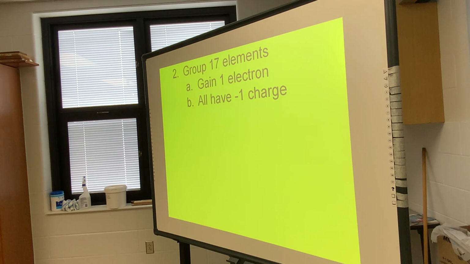Now, group 17, they have a tendency of gaining 1 electron. And when they gain 1 electron, you have to keep in mind, an atom is neutral. Now you have 1 extra electron, which has a -1 charge, so you're gaining more negatives. So it becomes a -1 charge. A lot of times when people see a -1, they think of subtracting 1. You're gaining negatives.